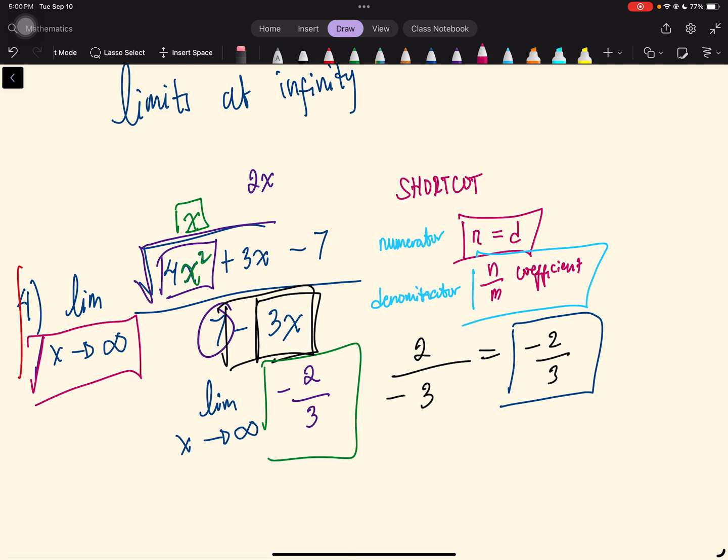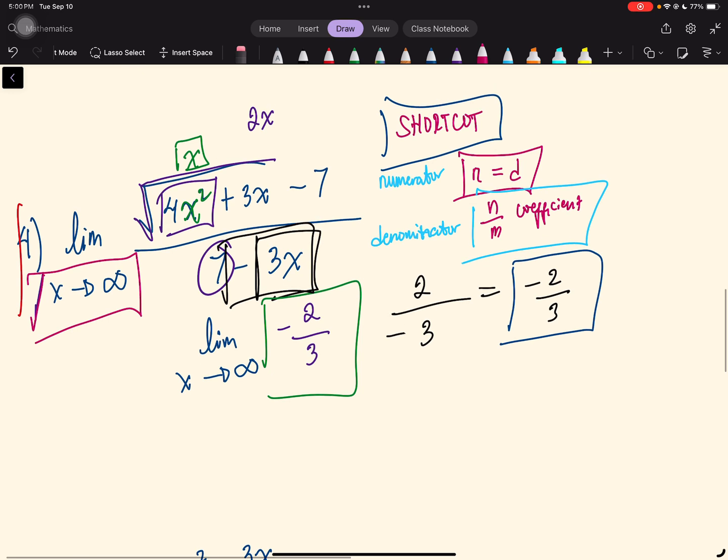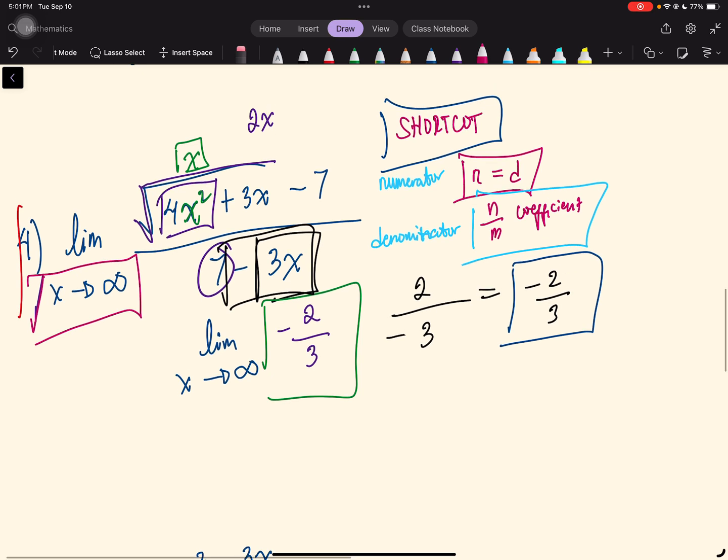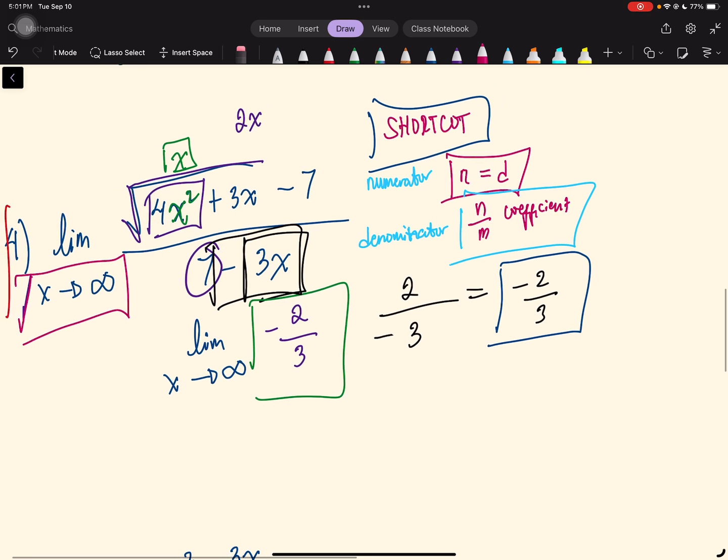So, to help you become more familiar with this technique of mine. Actually, it's not a technique. It's merely a shortcut, no? By observing the highest degree. So guys, if the degree of the numerator is greater than the degree of the denominator, then the limit is equal to infinity.